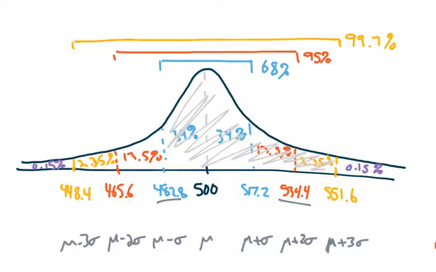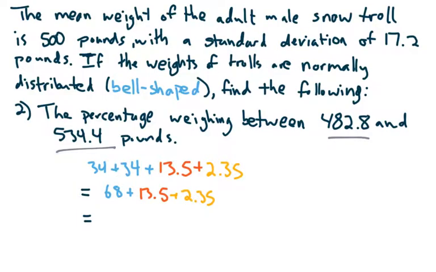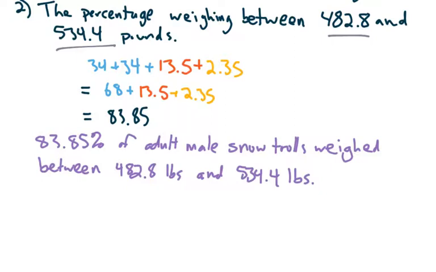But it's really helpful to know that the middle two add up to 68%. This plus this adds up to 68%. So you take the 68% in the middle plus this plus this. So we add up these areas of the four regions, and we're going to get 83.85% of adult male snow trolls weighed between 482.8 pounds and 534.4 pounds. So there's our nice sentence.